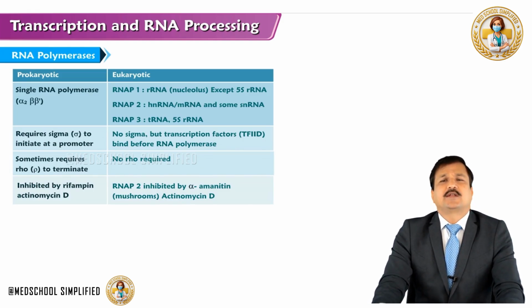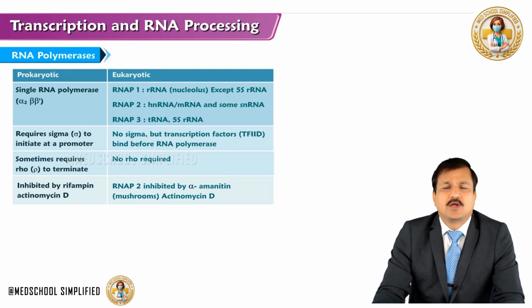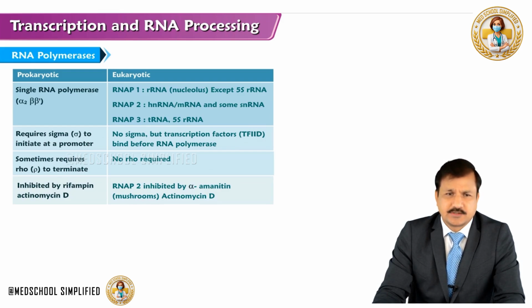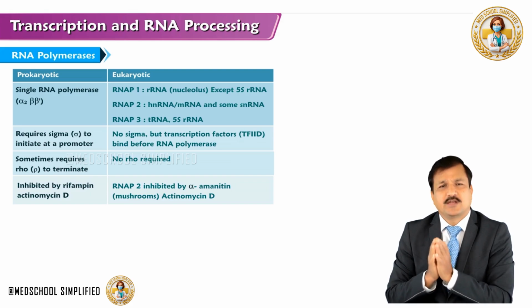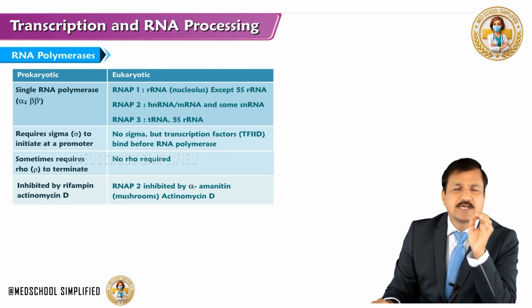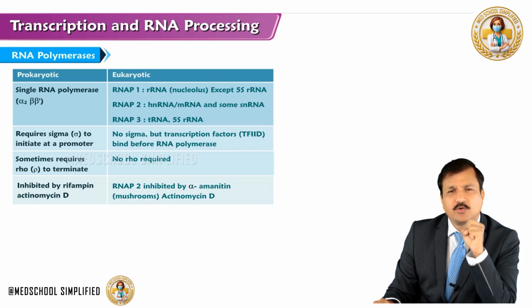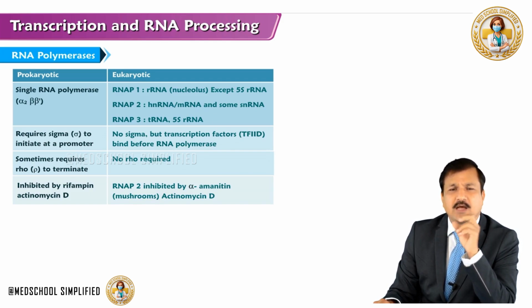The table here gives a difference between RNA polymerases that are found in prokaryotes and RNA polymerases that are found in eukaryotes. First, let me go over the points that are given for RNA polymerases found in prokaryotes. There is a single prokaryotic RNA polymerase that synthesizes all types of RNA in the cell. And the core polymerase has a subunit structure, that is alpha 2 beta beta prime. A protein factor called sigma is required for the initiation of transcription at a promoter.